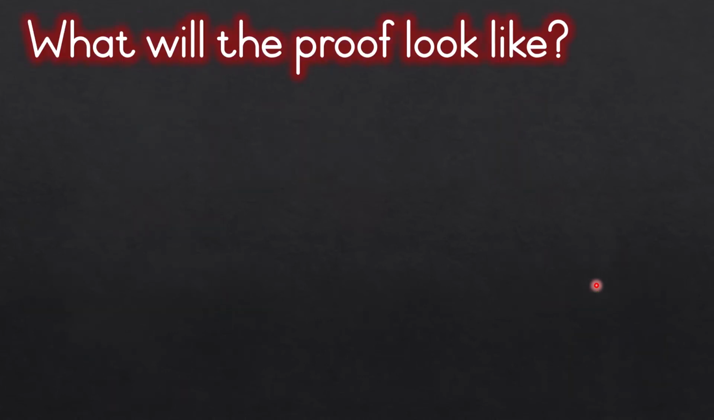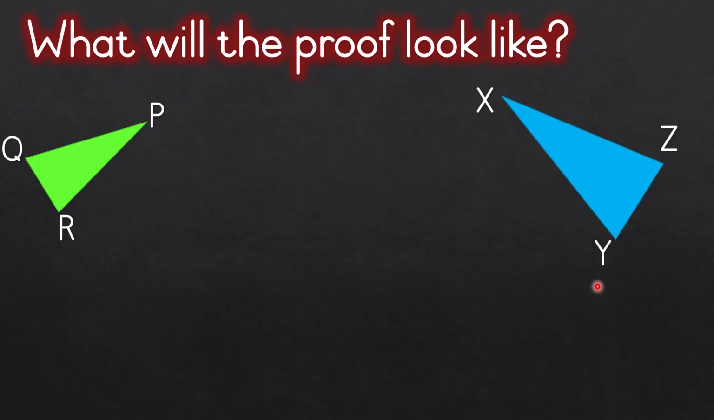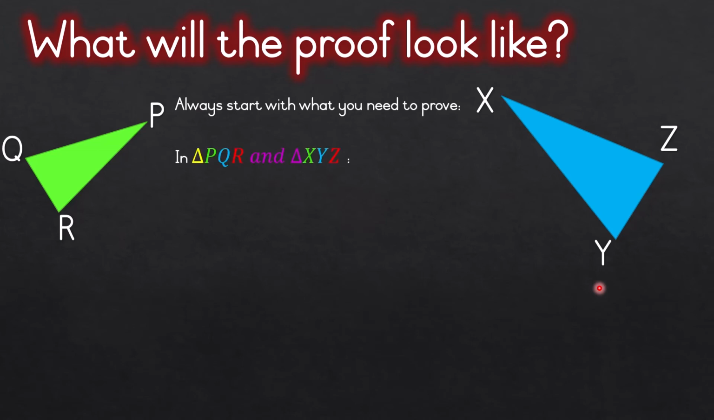So what will the proof look like? What would I need to write down to get my marks? I will need to write it down looking like the following. So let's see, they've given us two triangles. You always start with what you need to prove. So this will be what is in the question. In triangle PQR and triangle XYZ. The order in which you write those will come from whatever they've given you in the question.